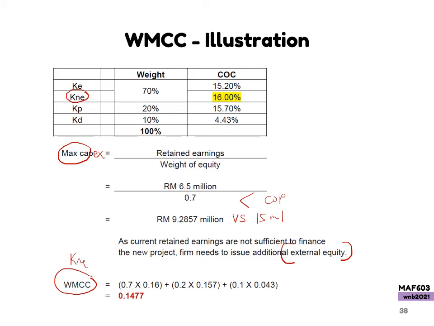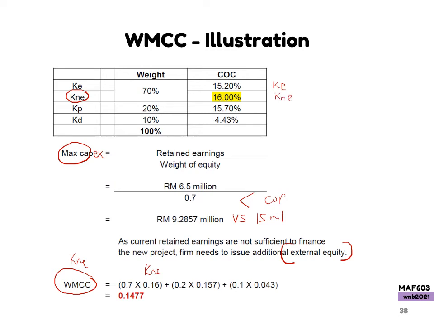So KNE, yang ni kena KNE 0.16. You tak boleh ambil kat sini KE 15.2 sebab kita kira WMCC. Untuk KP samalah 0.2, 20% darab dengan 15.7 plus KD 10% times with 0.043. Yang important here adalah nak guna KE ataupun KNE.